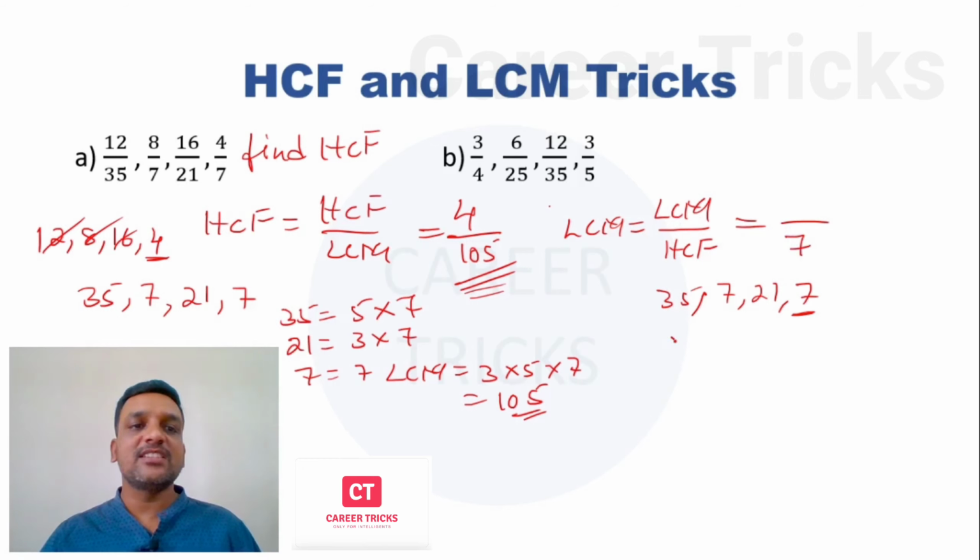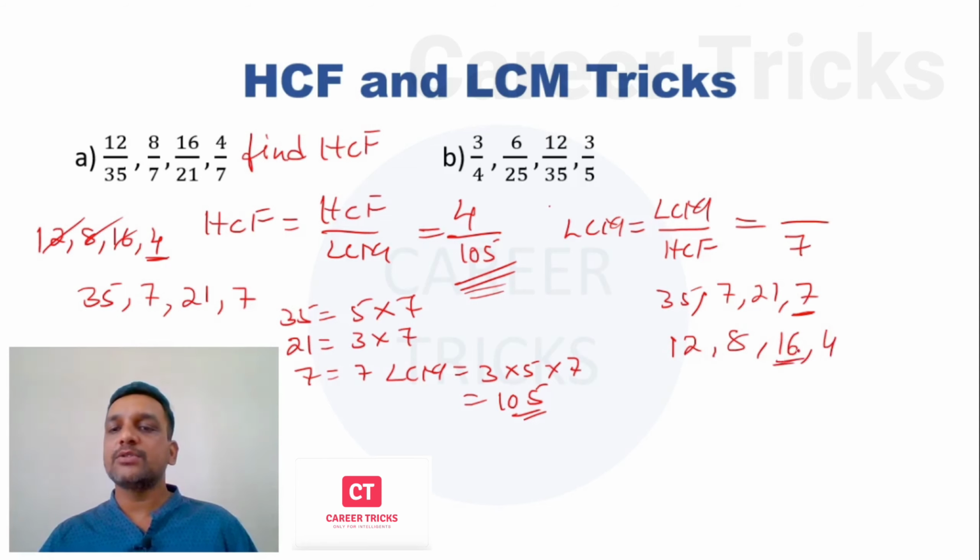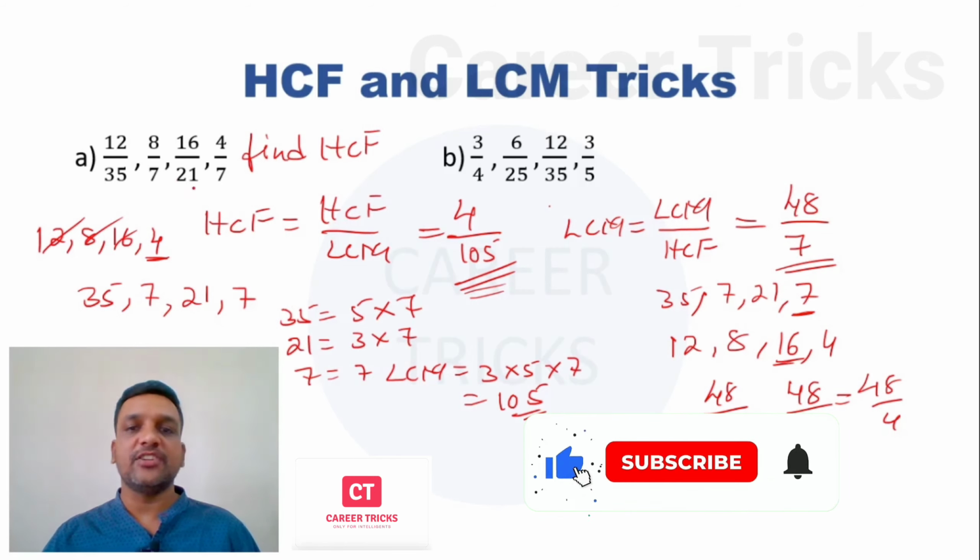What is the LCM? I have to take the LCM for 12, 8, 16, 4. Here the bigger number is 16. Is 16 divisible by 12? No. What do I have to do? I have to check with the multiples of this. 16 into 2 is 32. Is 32 divisible by 12? No. Then 16 into 3 is 48. Is 48 divisible by 12? Yes. Is 48 divisible by 8? Yes. Is 48 divisible by 4? Yes. Then I will write 48 by 7 as the answer for the LCM of this fraction.